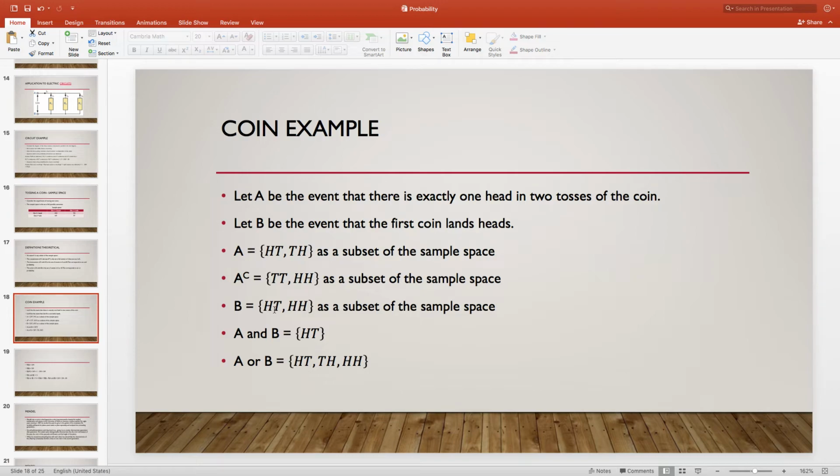B is going to be the event the first coin lands heads, so that's heads, tails, and heads, heads. Again, a subset of the sample space. And if I want to figure out what is A and B, well, if I look here, heads, tails, this outcome right here, is shared in A and B and none other. So it's just that single event. A or B is all the events in A or B, so heads, tails, tails, heads. Then heads, tails is already counted, so I don't need to count it again, so I'll just throw in that one, heads, heads.